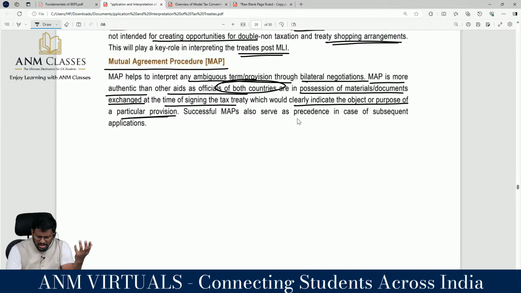Successful MAP also serves as a precedent in case of subsequent applications.